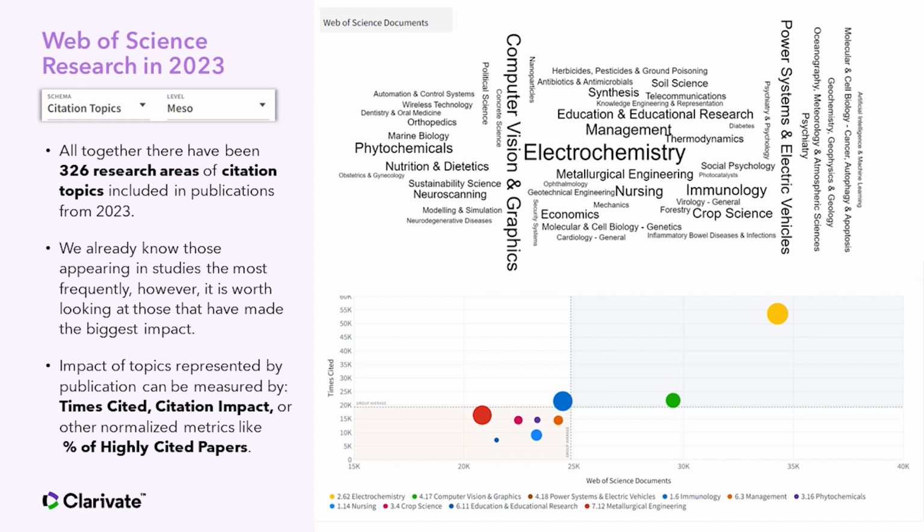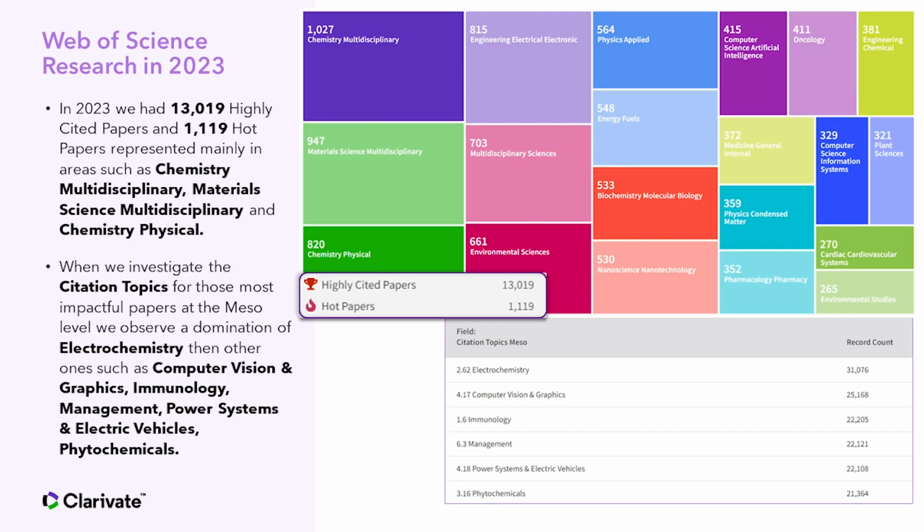The blue one is also interesting. Immunology is slightly above the group average in terms of citations, slightly below the group average in terms of number of publications. But the proportion of publications in immunology that are highly cited papers is also relatively high compared to the other fields. We could also showcase that if we look at 2023, if we focus on the 13,000 publications that are highly cited papers, and I want to know in which fields those highly cited papers are published, as well as the hot papers, we would have a breakdown by field.